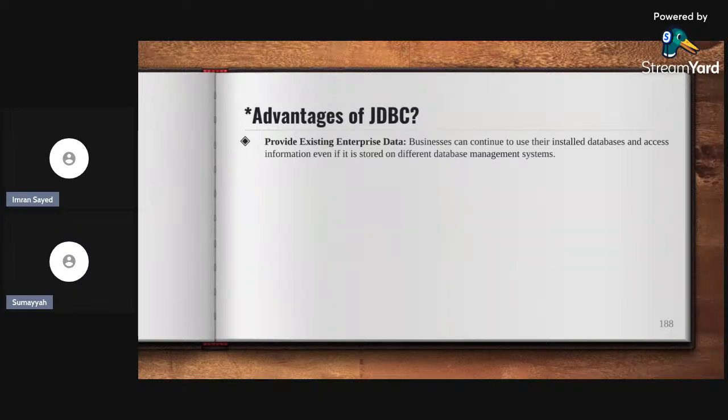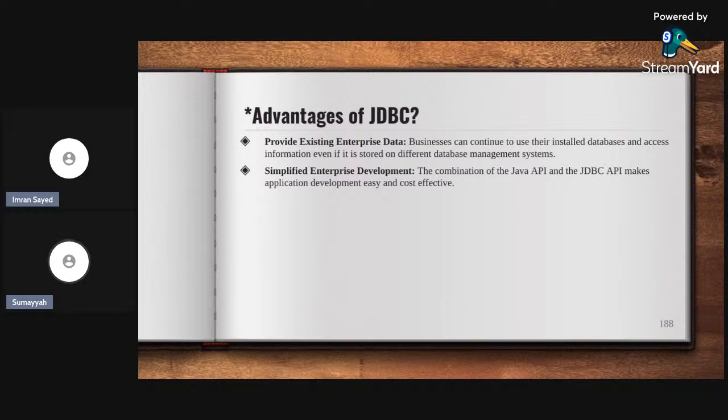Advantages of JDBC: provide existing enterprise data. Businesses can continue to store their installed databases and access information even if it is stored on different database management systems. Simplified enterprise development. The combination of the Java API and the JDBC API makes application development easy and cost effective.